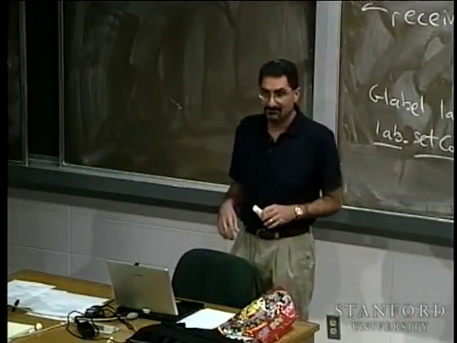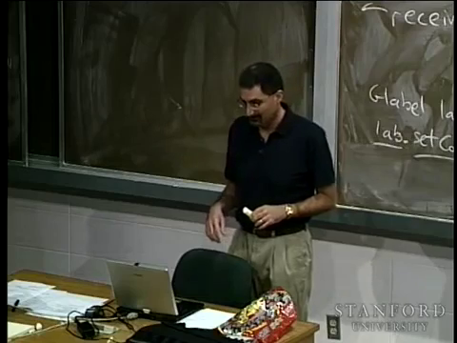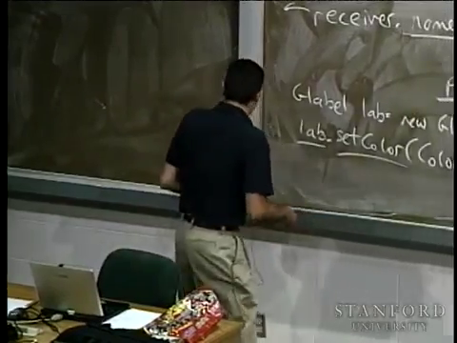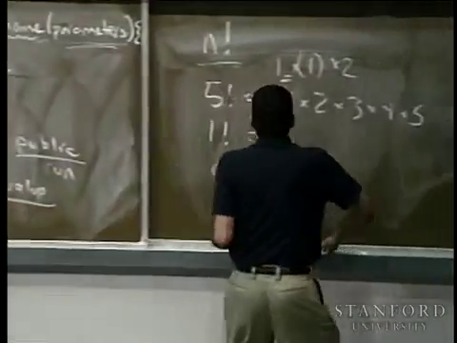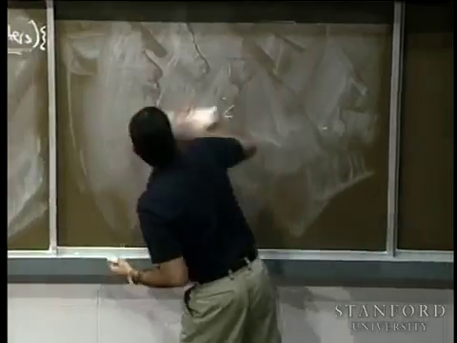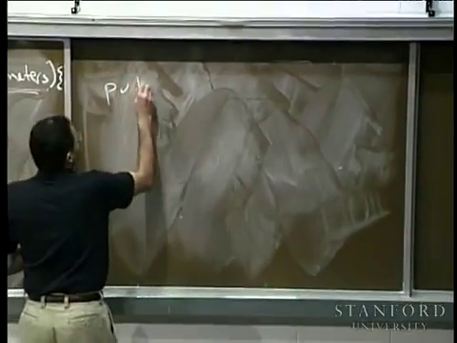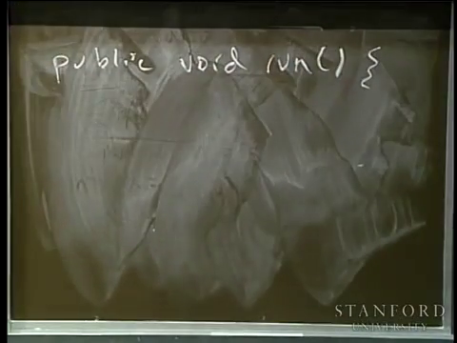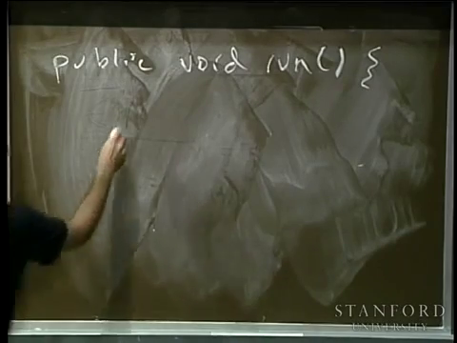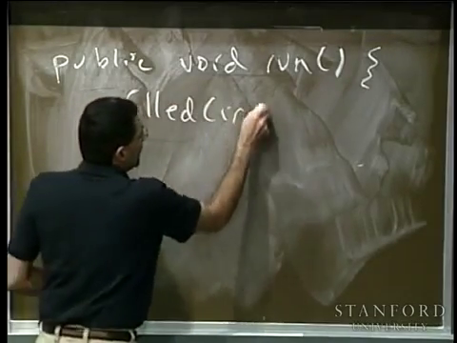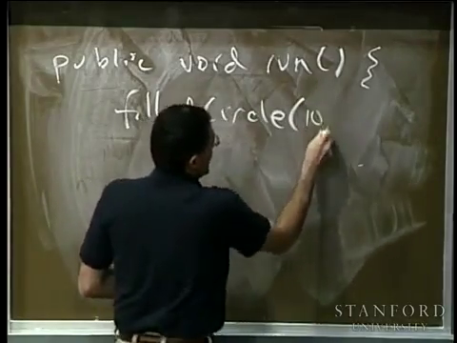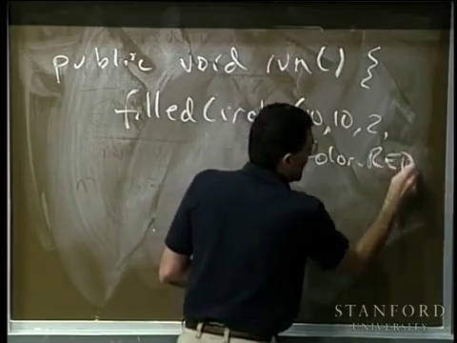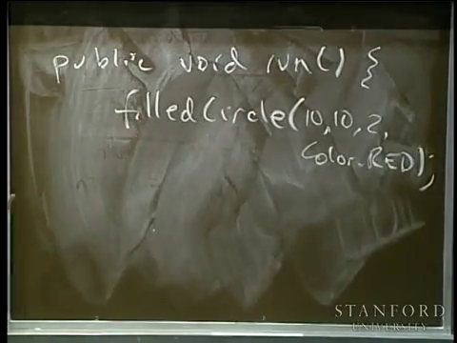In the run method, how would you add that oval? Like, what's the syntax? So the way you could think of it, let me just write it for you up here. So if I actually had the run method, public void run, and then let's say I had this function filled circle, right? So I call the method filled circle, and let's just say I want to put this at location 10, 10, and its radius is 2, and the color that I want to give it is red. Now, the thing that this gives me back is a GOval object.